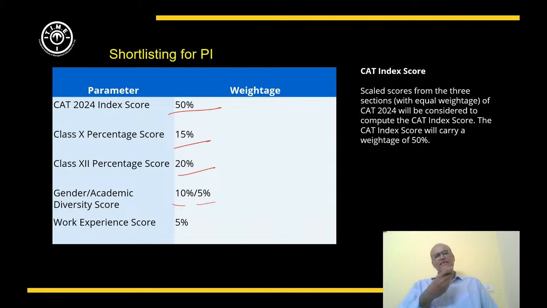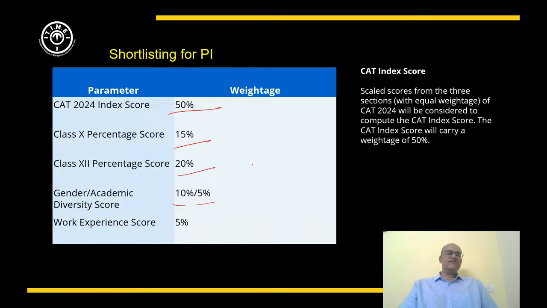Now you need to understand, as far as IIMK goes, CAT performance, the way it will be considered, they will look at each of the three sections and they will give equal weightage to your performance in VARC, DILR and quant while generating your CAT score, which will account for 50% weightage. So you need to do well in every section of CAT.